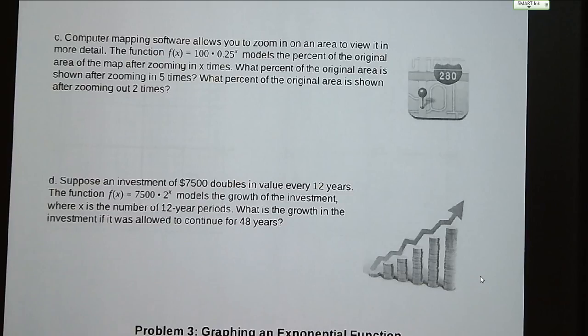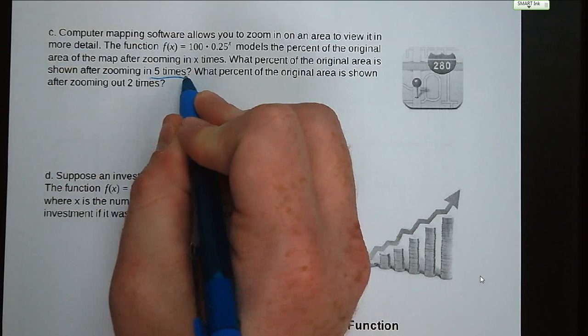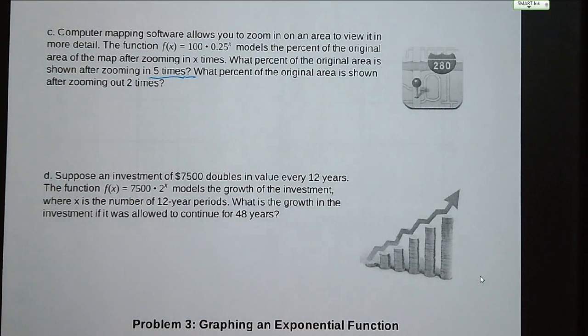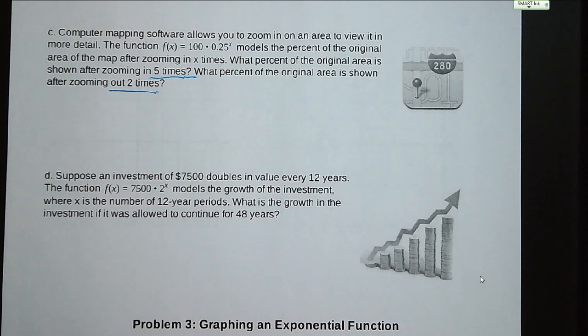All right. Computer mapping software allows you to zoom in on an area to view it in more detail. The function f of x equals 100 times 0.25 to the x models the percent of the original area of the map after zooming in x times. What percent of the original area is shown after zooming in 5 times? And what percent of the original area is shown after zooming out 2 times? Well, that's interesting. That's a little different than we've used before.